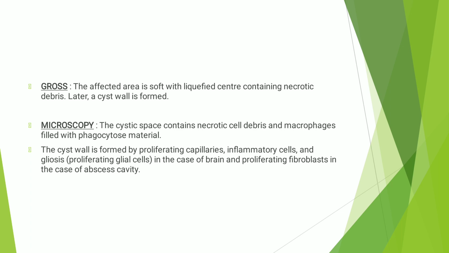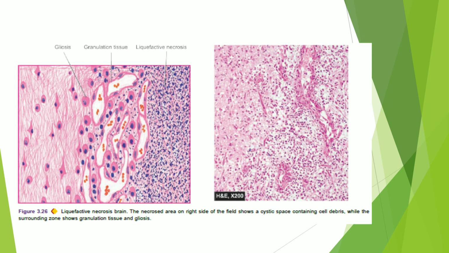Grossly, the affected area is soft with liquefied center containing necrotic debris. Later, a cyst wall will be formed around this debris. Microscopy. The cystic space contains necrotic cell debris and macrophages filled with phagocytosed material. The cyst wall is formed by proliferating capillaries, inflammatory cells and gliosis, that is proliferating glial cells in the case of brain, and proliferating fibroblasts in case of the abscess cavity.